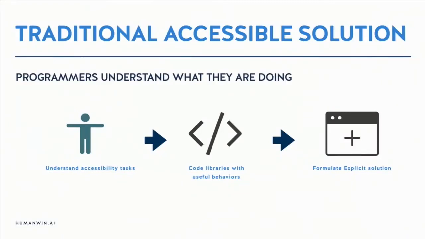And so I'll just close with these last two slides. Traditionally nowadays, we have to understand what we're doing. We have to understand accessibility tasks. And we're getting familiar with guidelines, and we're having these workshops, right, to really understand. And we go and look for these code libraries that have useful behaviors to help us meet those standards. And in the end, we program and we formulate an explicit solution.